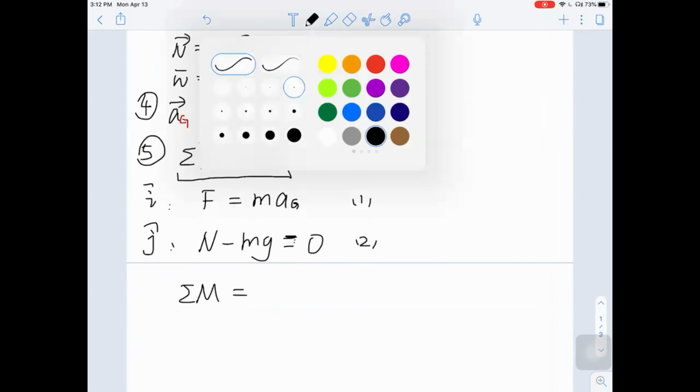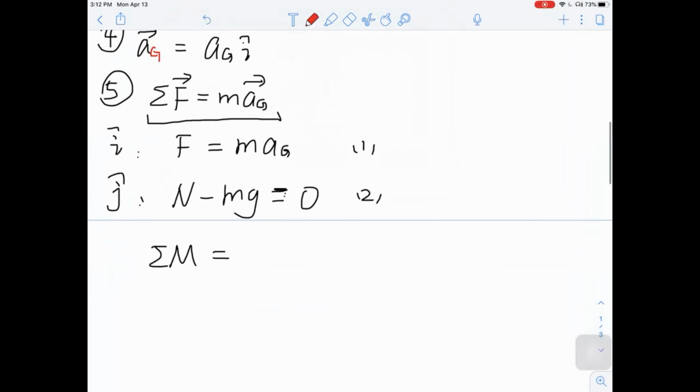But pay extra attention here. Whenever you're talking about sum of moment, remember moment is a vector, and you first define what is a positive direction for moment. Moment is rotation. So here we define if the rotation is counterclockwise, that is positive. And also moment can only be written in terms of a point. So you need to tell the equation which point you're talking about.